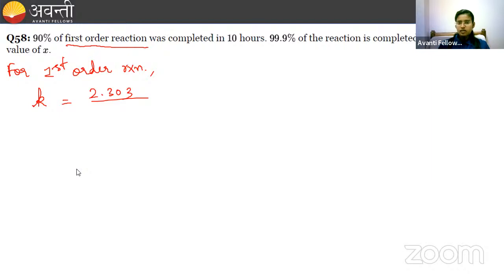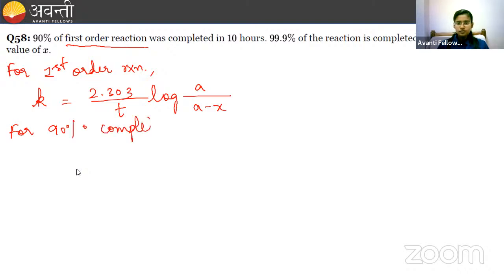divided by T into log of A by A minus X. A is the initial concentration, X is the reacted concentration, and A minus X is the remaining concentration. Okay. So now for the first, for 90% completion of the reaction, initial concentration A will be 100.